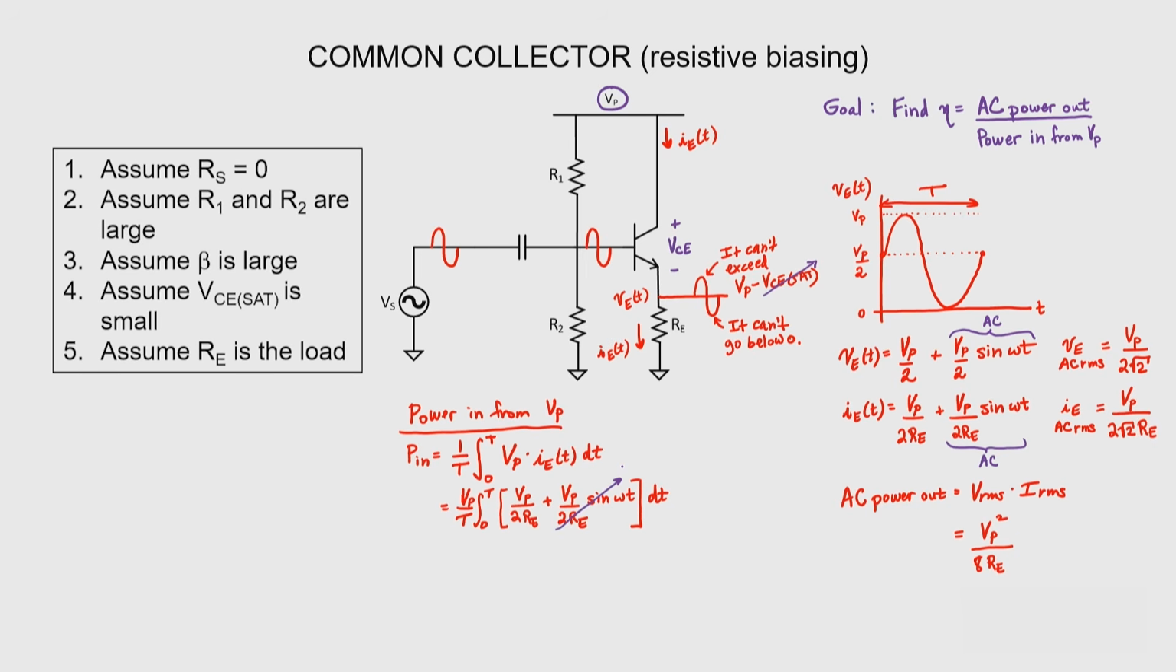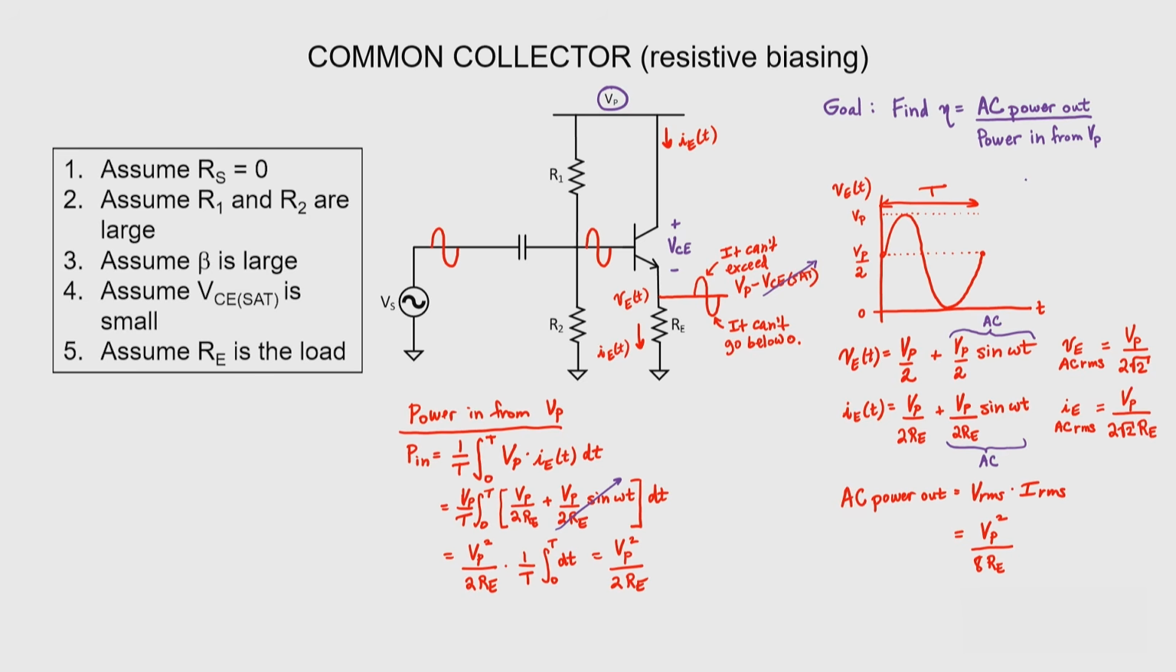We only have to worry about the first part of the integral, and it's just a constant. I can pull everything out of the integral, and I'm left with the integral of dt. So if you integrate dt over one period, it's just t. The t's cancel, and we have a final expression for the input power.